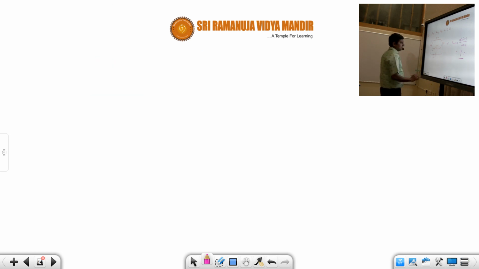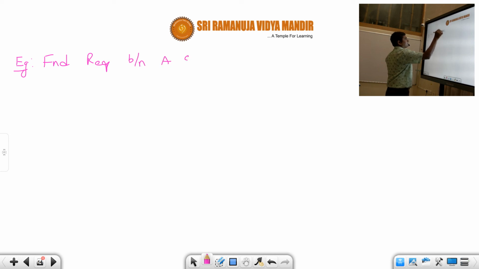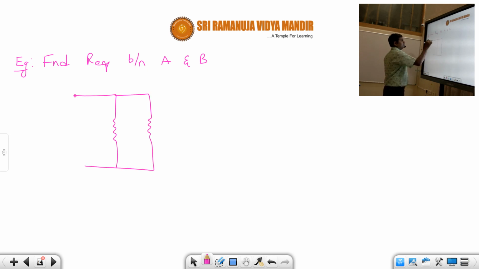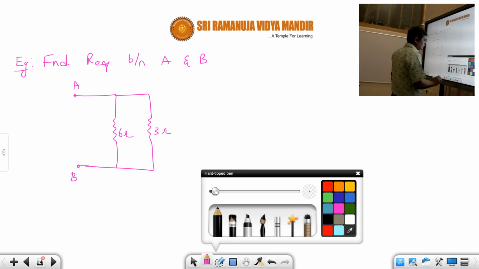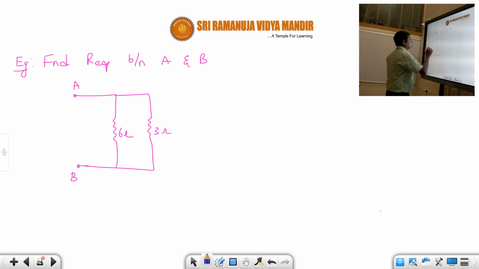In some problems they'll give it like this also, students. Suppose they ask: find the equivalent resistance between A and B, and then they give it like this. This is vertical, students. This is A, this is B. Suppose 6 ohms and 3 ohms. Just because they gave it in the vertical direction, you should not get confused, students. Here we should verify whether the 2 resistors are in series or parallel. And how to verify, students, whether they are in parallel or not?